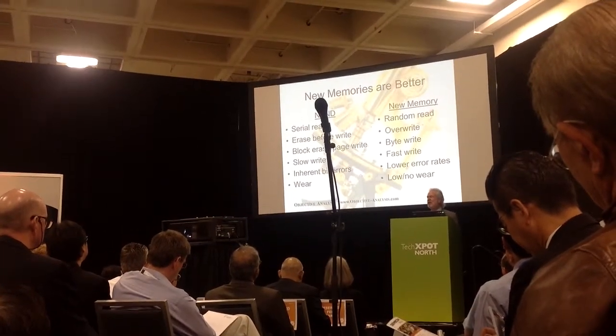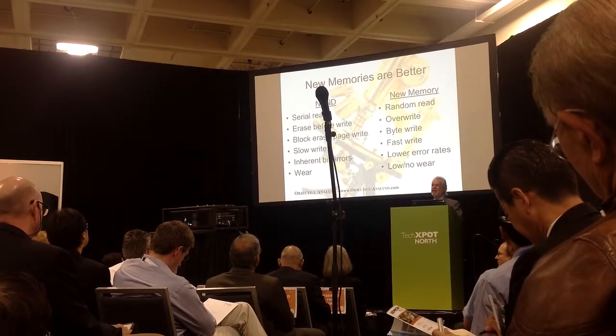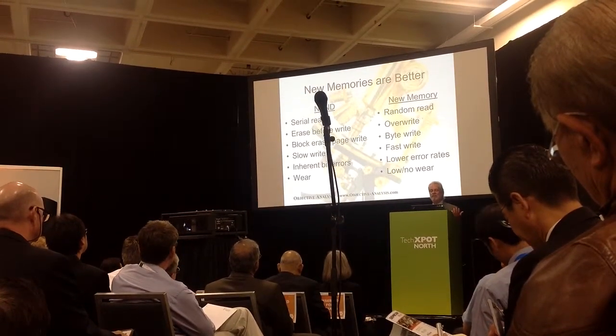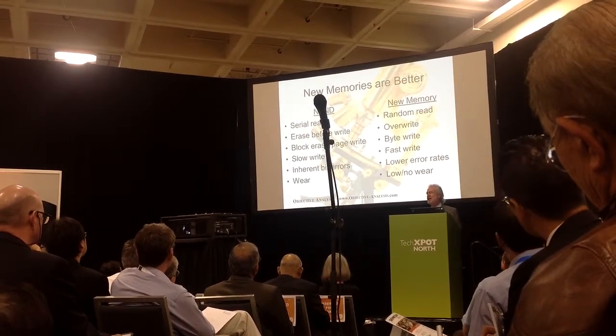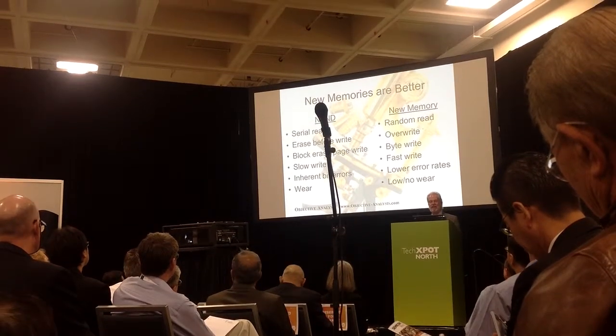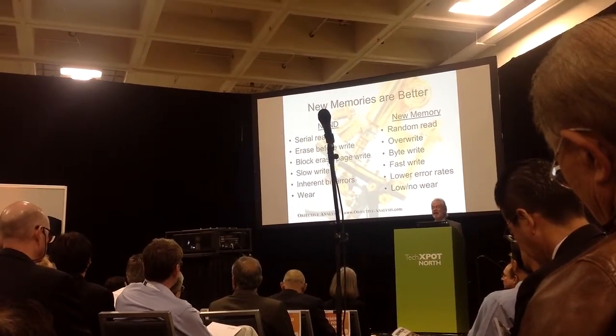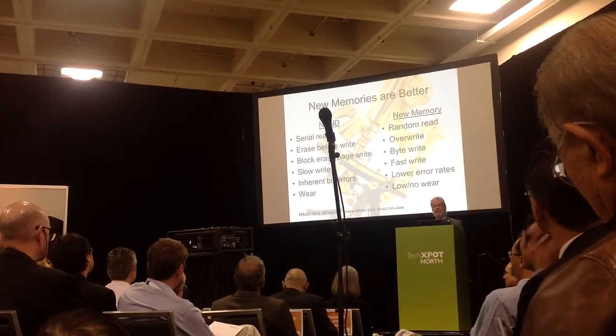With NAND, you have this clumsy setup where you have to erase an entire block, but then you can write in smaller increments in pages. Whereas with the new memories, you can write in individual bytes. That ends up being just a colossal benefit when you're managing the technology. NAND has a slow write. The new memories all have much faster writes, although sometimes their reads are faster than their writes.